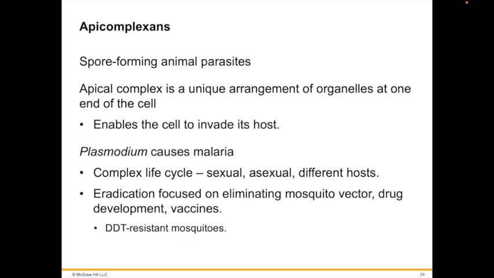Malaria, which was discussed in chapter 24, is a disease with 218 million cases and 405,000 deaths in 2018 caused by the Plasmodium parasite. The parasite is transmitted via bites of infected Anopheles mosquitoes. So yes, malaria is a vector-borne disease. Plasmodium has a complex life cycle involving sexual and asexual phases, alternating between different hosts. In this case, the mosquitoes, Anopheles gambiae, and humans.